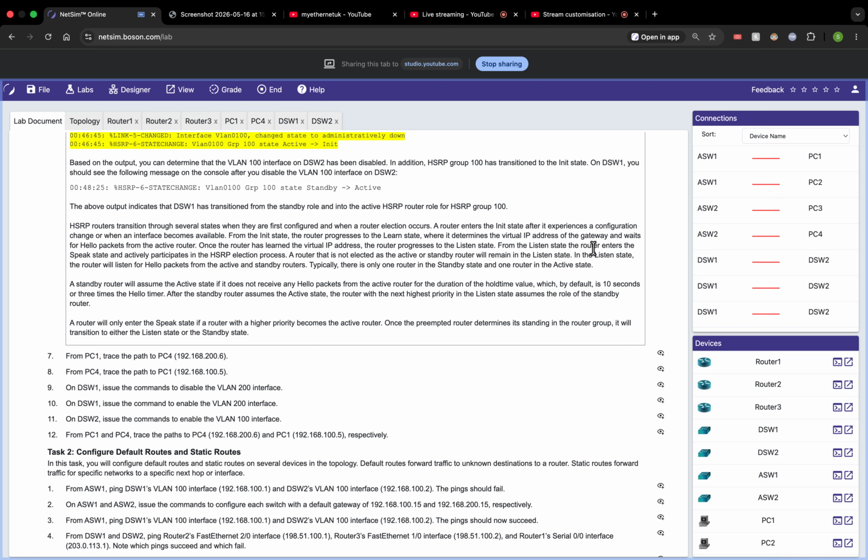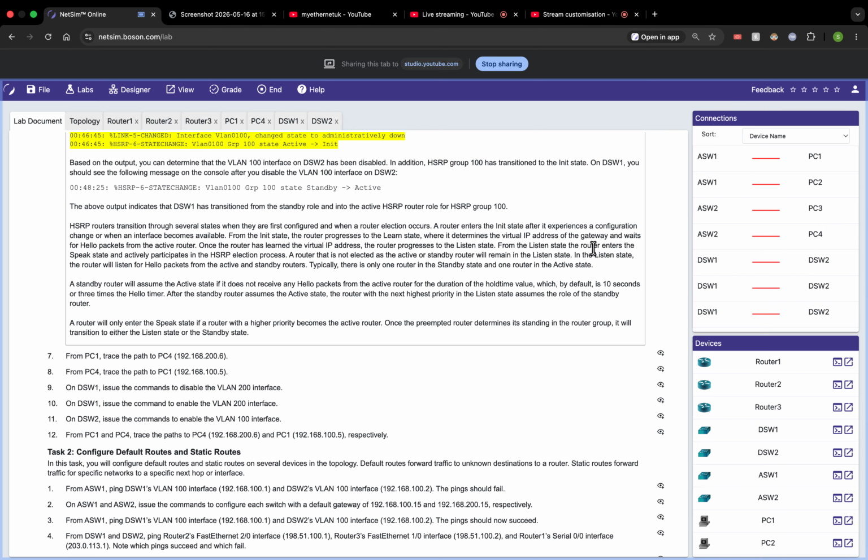Okay, they transition through this. We're talking specifically about HSRP. So a router enters the init state after it experiences a configuration change or when an interface becomes available. So we saw here the init state. DSW2 went into init state from active. It fell from grace and went into init state.